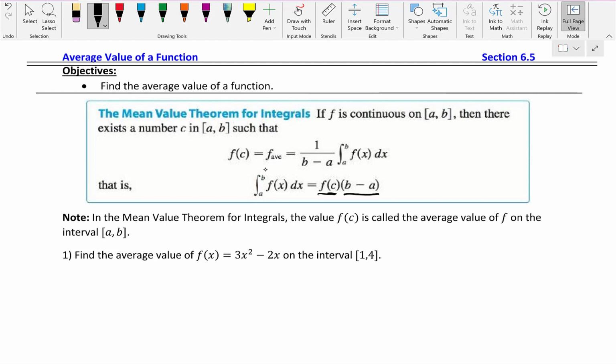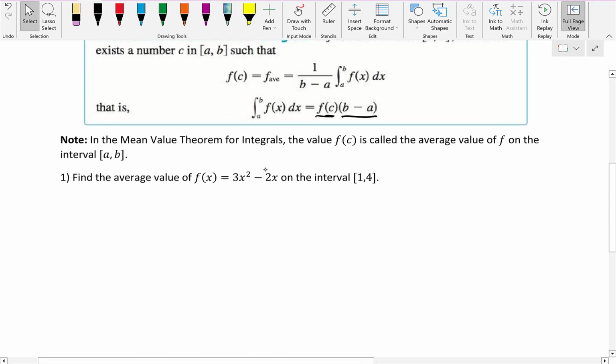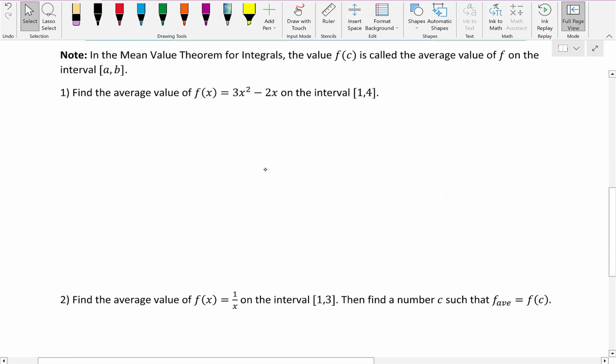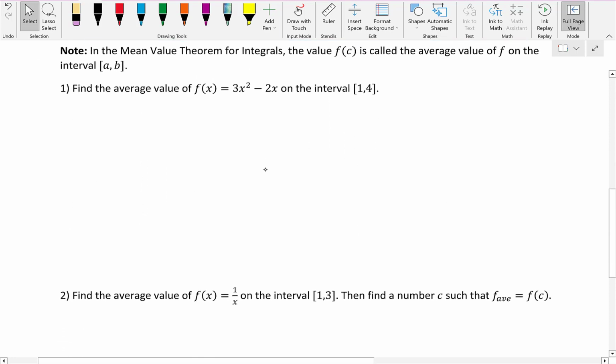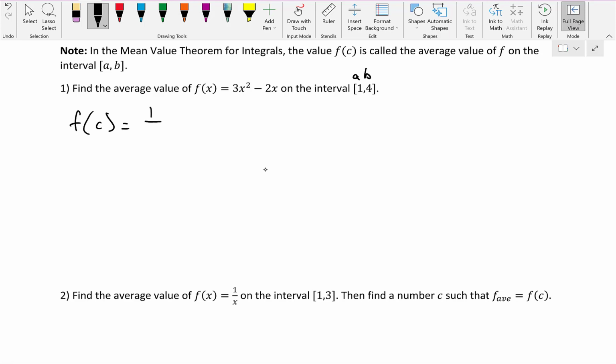So we'll try one and then take it a step further to find the value c like we did for the mean value theorem for derivatives as well. So we'll find the average value of f of x equals 3x squared minus 2x on the interval 1 to 4. So that's our a and b. So our average value, f of c, is 1 over 4 minus 1 times our integral from 1 to 4 of 3x squared minus 2x dx.